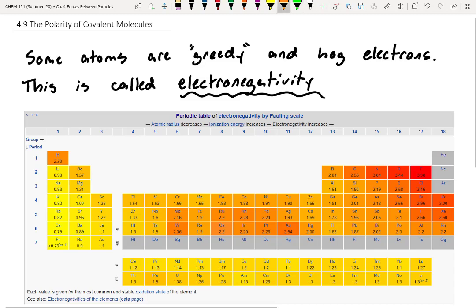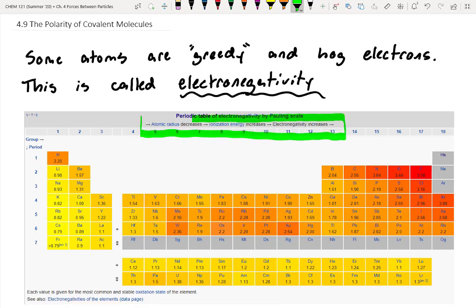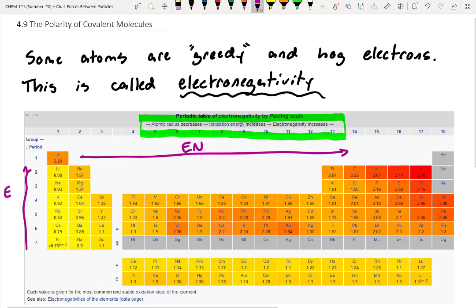One thing I really wanted to point out was it's actually pretty easy to predict because as atomic radius decreases, ionization energy increases. Those were 2 trends that we covered already. But this follows the same trend as electronegativity. Another way of thinking about this is electronegativity increases as we go to the right, and it increases as we go up. It's a pretty easy trend to remember because it follows a lot of the previous trends that we looked at.